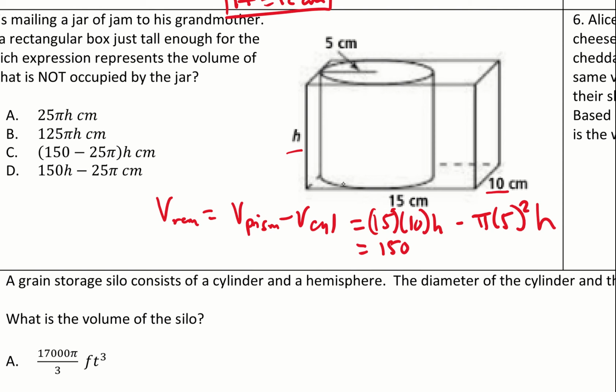And so you get 150h minus 25 pi h, which is the same thing as this. If you factor out the h, you get 150 minus 25 pi, which is the same as that.